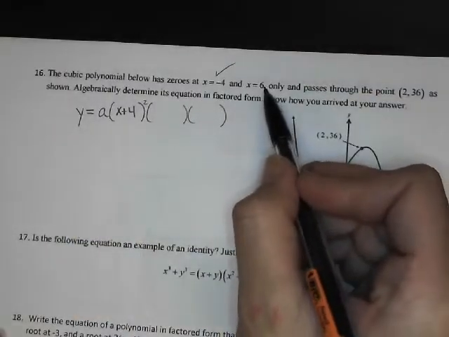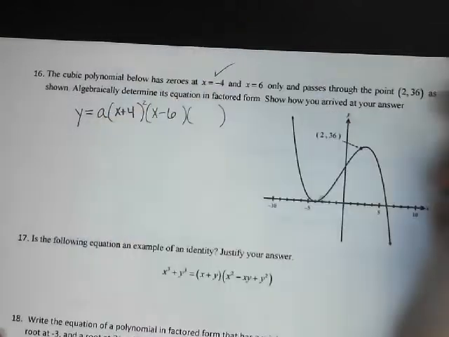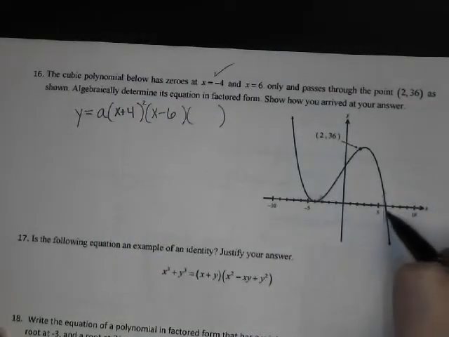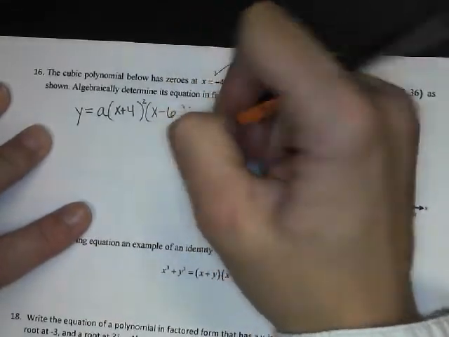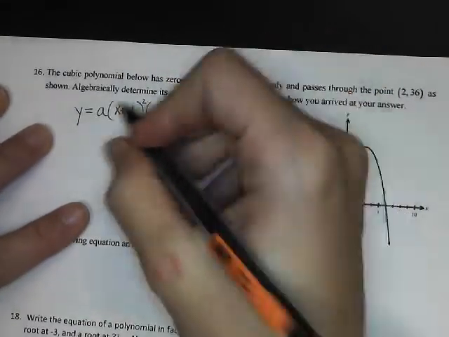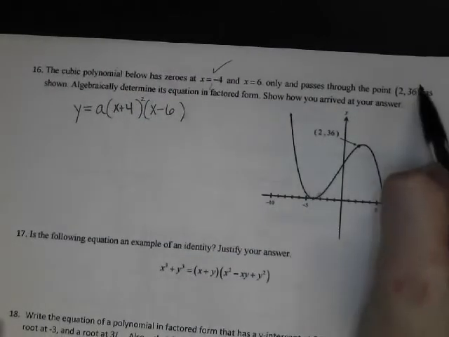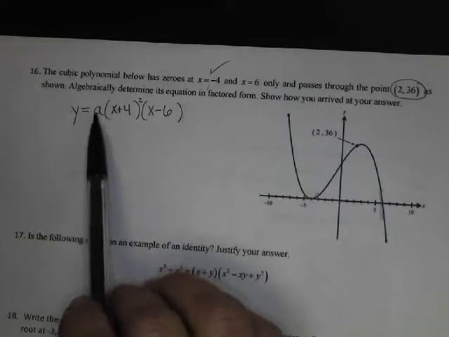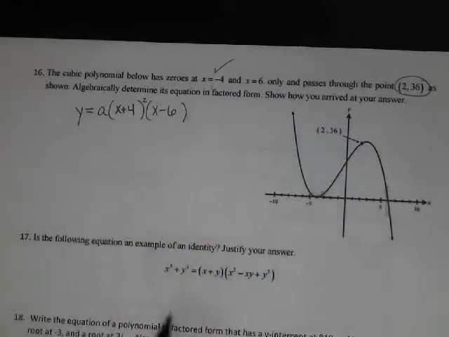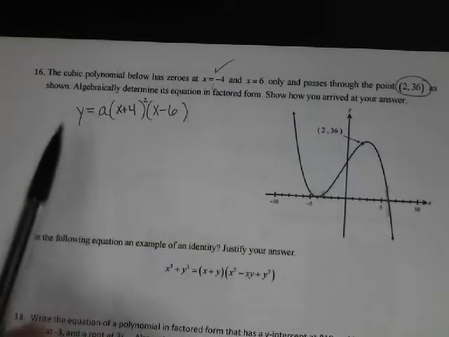If the root's at 6, the factor is x minus 6. If I look at it, it's a single, so just to the first power. And those are my only roots. So I actually don't need that. The key is, what's a? And that's where this point comes in. Because my equation, I haven't done the majority of the work yet, but it looks mostly written. I just need to find out what a is, and then I'll go back and change that.